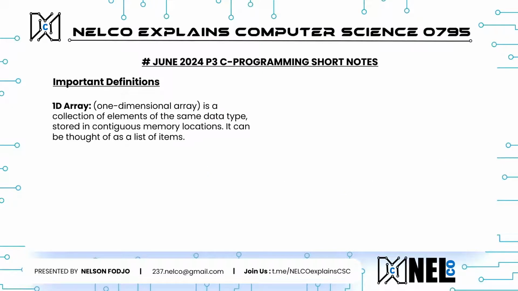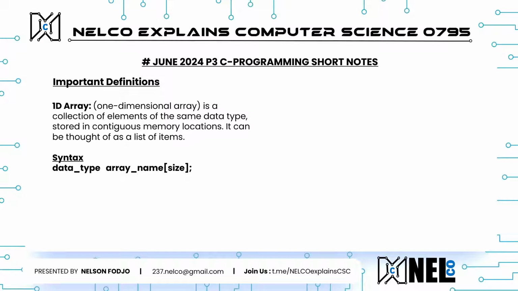We are going to enter arrays. First is a 1D array, or one-dimensional array. It's a collection of elements of the same data type stored in contiguous memory locations. It can be thought of as a list of items. The syntax to declare a 1D array is, here you have the data type. It could be an array that stores a list of integers, or an array that stores a list of decimal numbers.